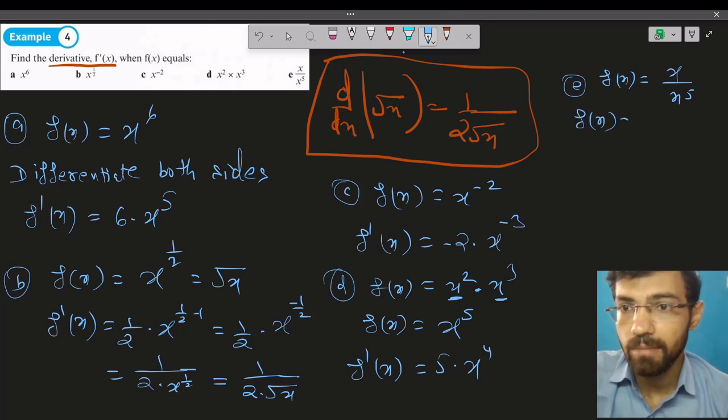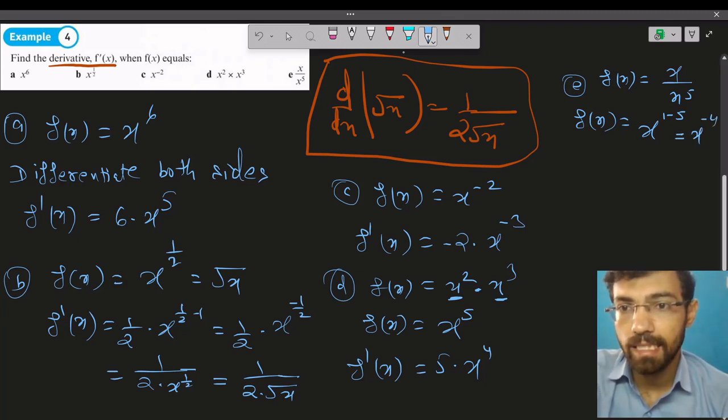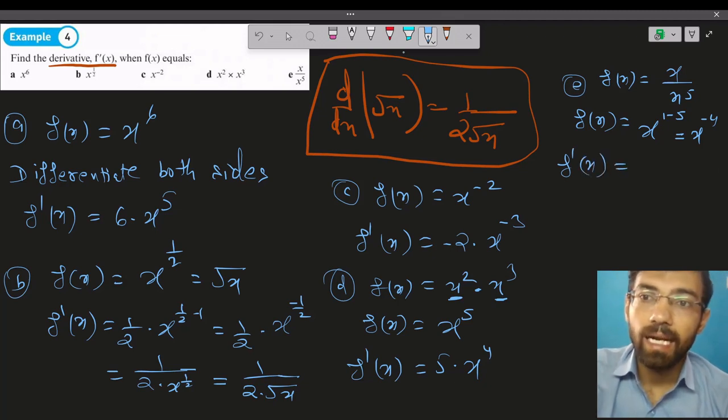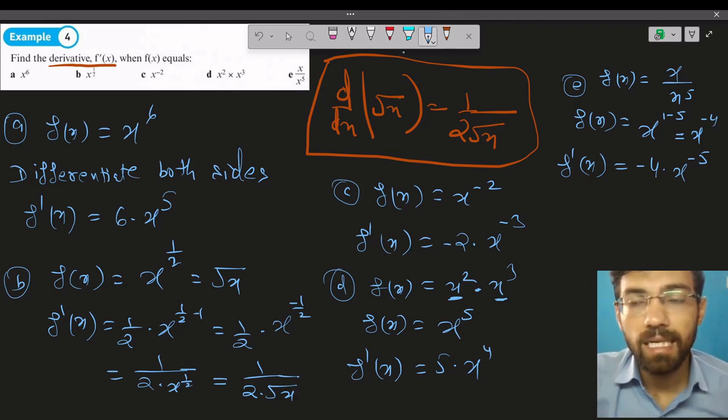My f of x is x to the power, here my power is 1 and here it is power 5. So 1 minus 5 is minus 4. This is nothing but x raised to minus 4. And now can you differentiate? Let us differentiate. Differentiation of f of x will be f dash x, and that is equal to minus 4 into x raised to minus 4 minus 1, that is minus 5. We are done with our differentiation.